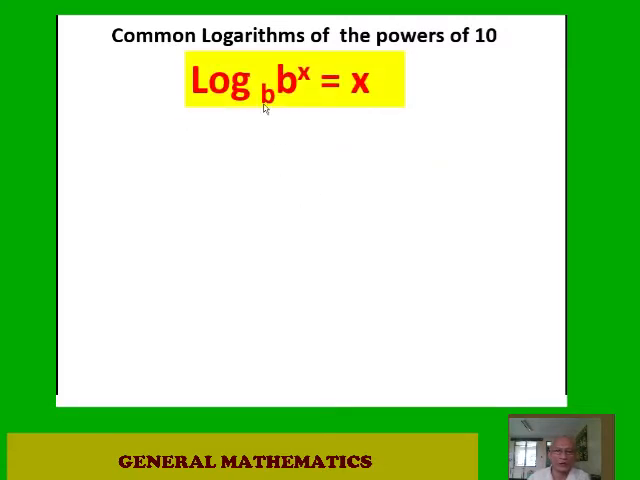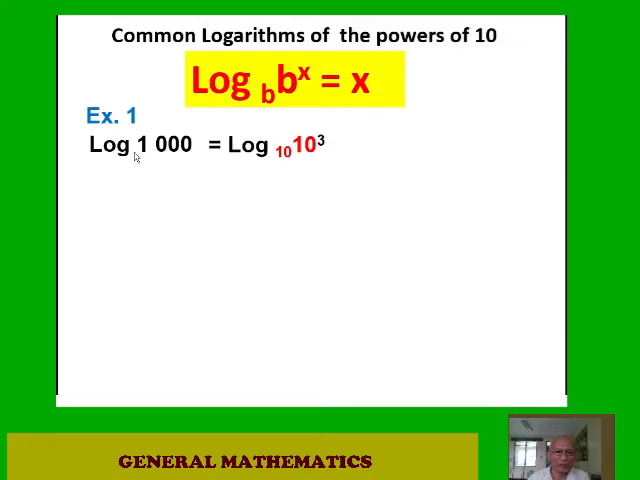So we have here the property: log of b to the x base b. If the exponential part b to the x has its base b and the logarithmic part as a whole has base b, if they have the same base, then the value of the logarithm is the exponent, which is x. For example, log of 1000. We can express 1000 as 10 cubed.